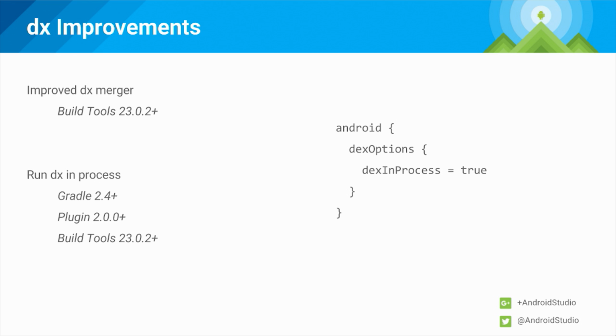The second thing that we did was we now run DX in process. So I said we run a lot of predexing, a lot of different versions of DX in parallel. And for each of those, we would start a different VM. And that means you have the cost of starting the VM. That means that the JIT of the JVM does not have time to really optimize the code, and then it's really a lot slower. So we changed that in plugin 2.0.